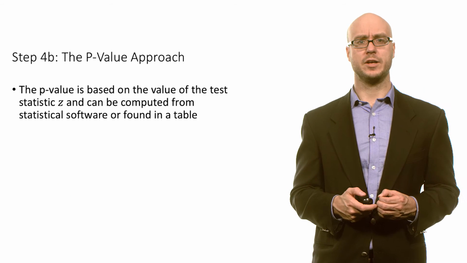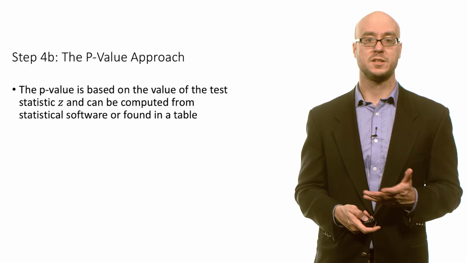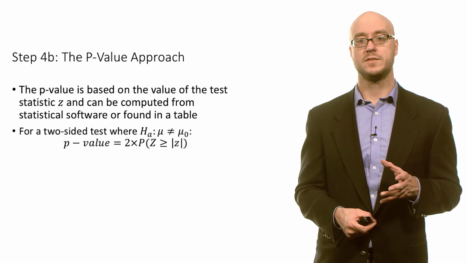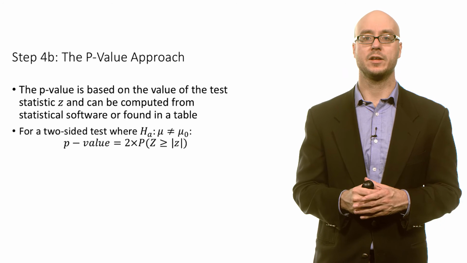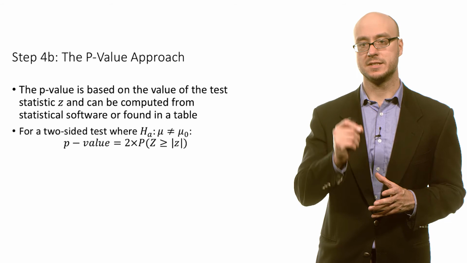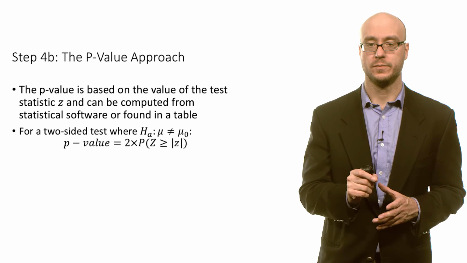We can also use a p-value approach. The p-value is based on the value of the z-test statistic, and it can be computed from statistical software or found in a table. For a two-sided test, right, where the alternative is that the population mean does not equal that claimed value, the p-value is simply the probability of obtaining a z-test statistic greater than or equal to the one we obtained in absolute value multiplied by 2. Right? We multiply by 2 because we want to take into account the fact that we might get an extremely negative z-test statistic or an extremely positive z-test statistic. It's a two-sided test, right? So we're interested in both sides of that distribution.